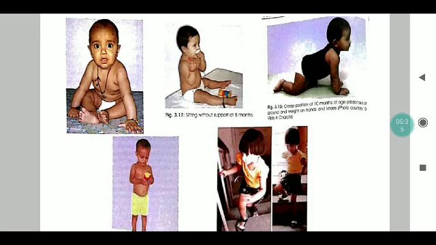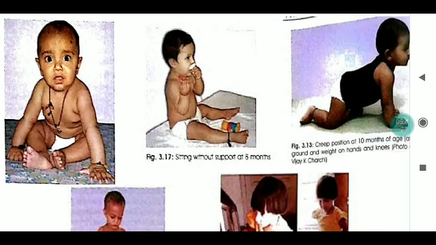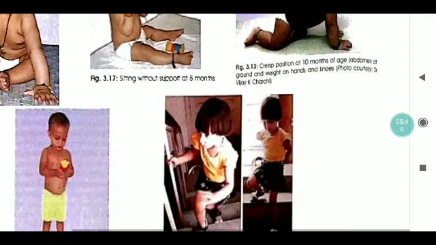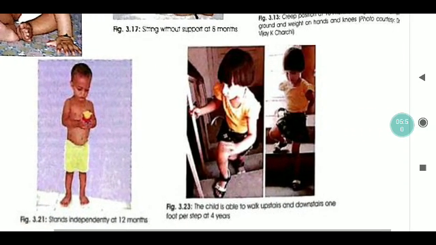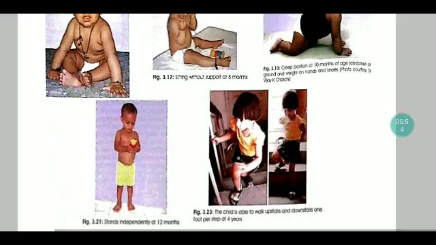So the first image I've shown is a child sitting with support in tripod fashion by 6 months. Child sitting without support by 9 months. The creep position. Standing independently at 12 months. And able to walk upstairs and downstairs as shown in this image side by side.